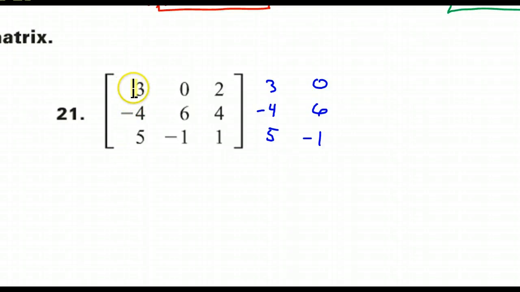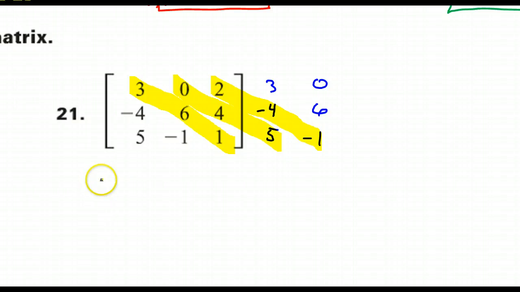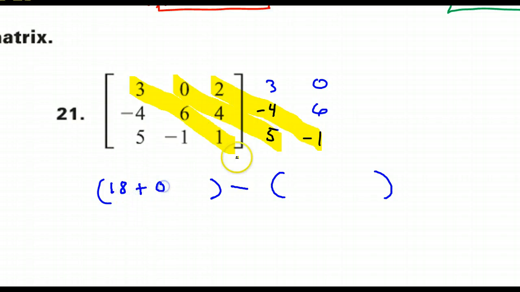Okay, so the down diagonals are this, and this, and this. As I do my down diagonals minus my up diagonals, 3 times 6 is 18 times 1. 0 times anything is 0. 2 times -4 is -8, times -1 turns to +8. These are my down diagonals.